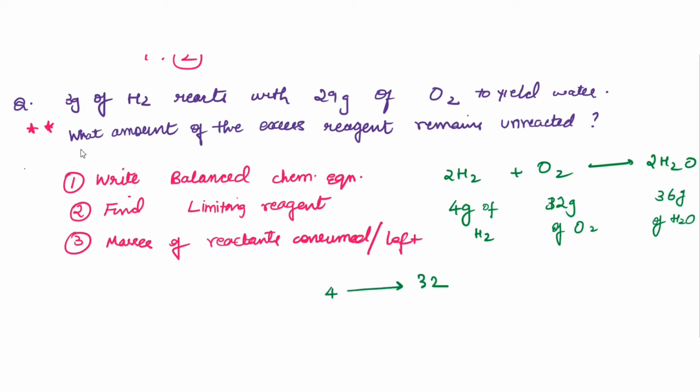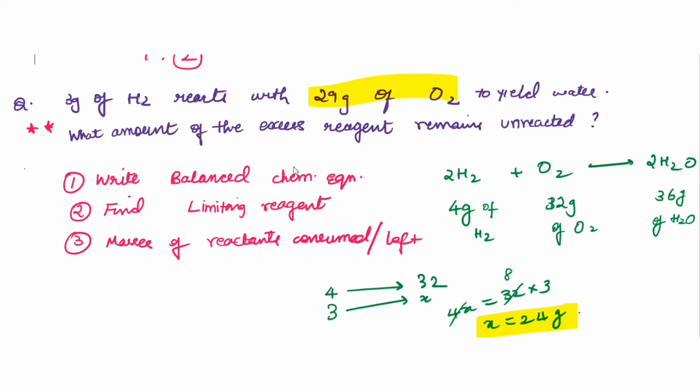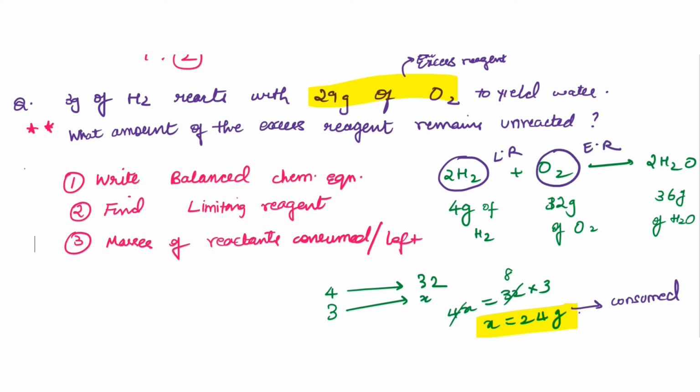On cross multiplication, we get 4x is equal to 32 into 3, giving x is equal to 24 grams. But in the question, we have 29 grams of oxygen with us, which clearly indicates that oxygen is the excess reagent and hydrogen is the limiting reagent. So the mass of oxygen that gets consumed is 24 grams. So how much oxygen is left unreacted? 29 minus 24, 5 grams of oxygen is unreacted. So this is our answer.